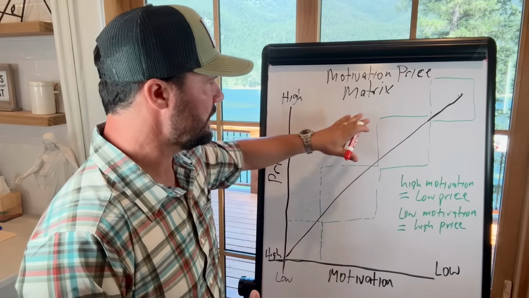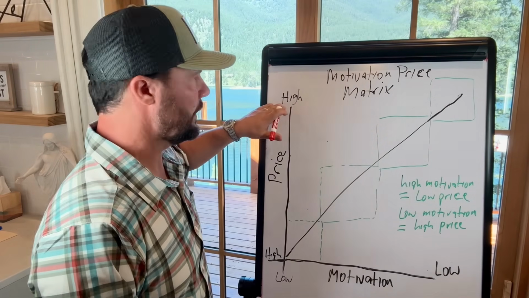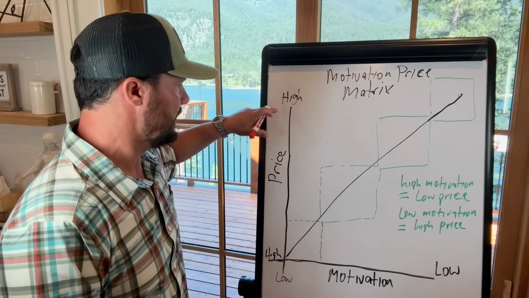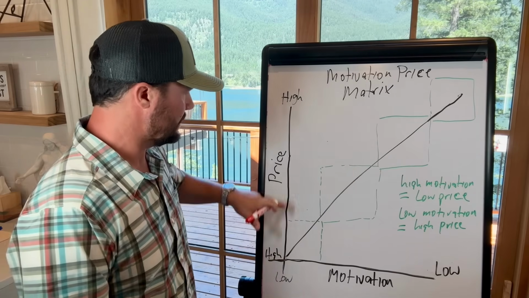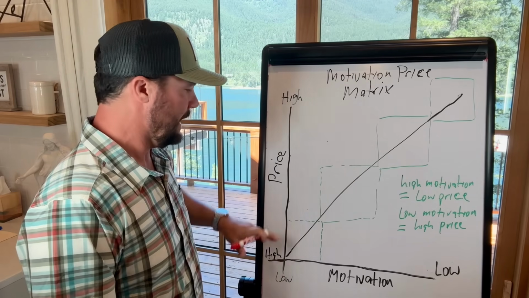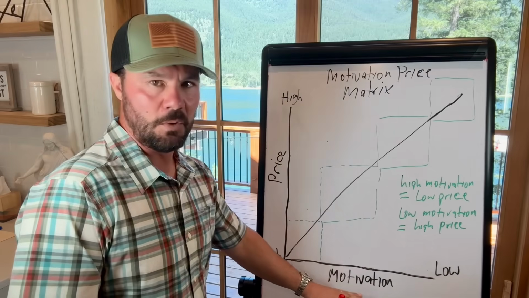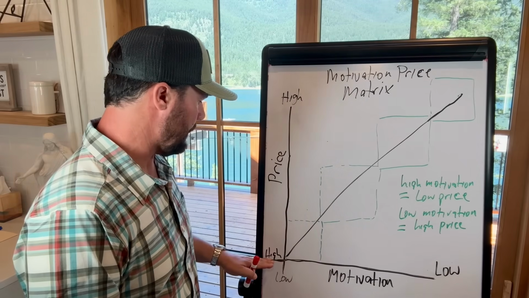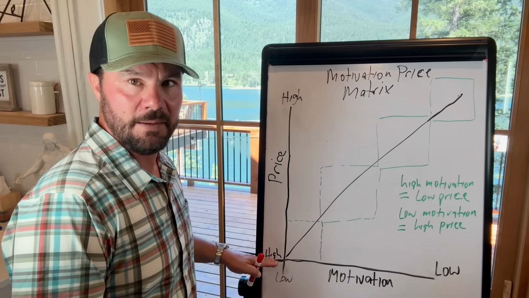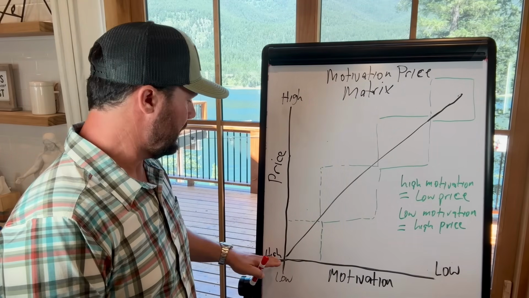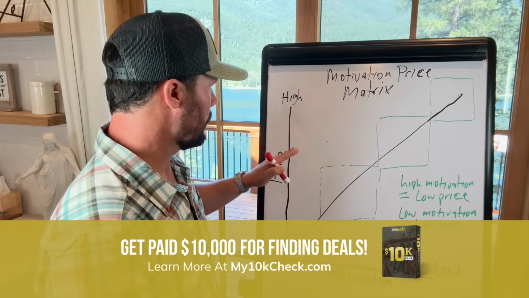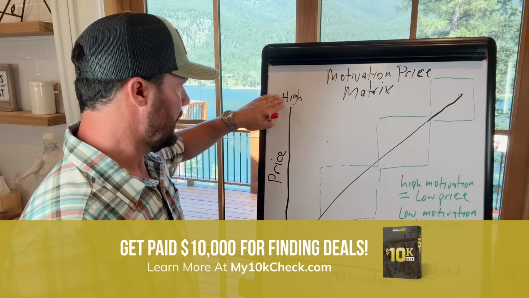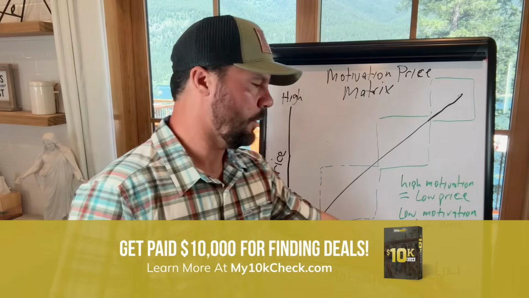Okay, so if we take a look at this matrix here, on the y-axis, you're going to see that high is at the top and low is at the bottom. So this is price. Price goes from low to high. On the x-axis, this is motivation. So this is actually the opposite. It starts out with high motivation on the left, and then as we go down, motivation gets lower, okay? So there's a correlation between price, high at the top, motivation, low at this end.